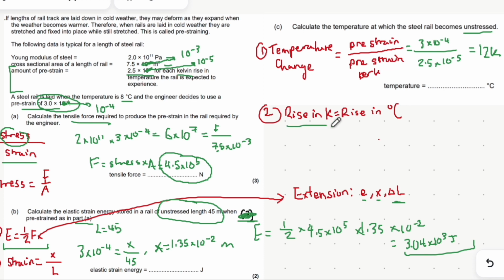But then we use the fact that the rise in Kelvin is equal to the rise in degrees. So if there's a rise in 12 Kelvin due to the strain that's experienced, then we add that onto the actual temperature before it's stressed. So it says that it was laid at a temperature of 8 degrees. But then after that, it undergoes all this stress, it undergoes this strain, which causes it to rise 12 Kelvin, which is essentially rising 12 degrees. So it reaches 20 degrees. Hopefully that made sense. If you have any questions, again, just let me know in the comments.